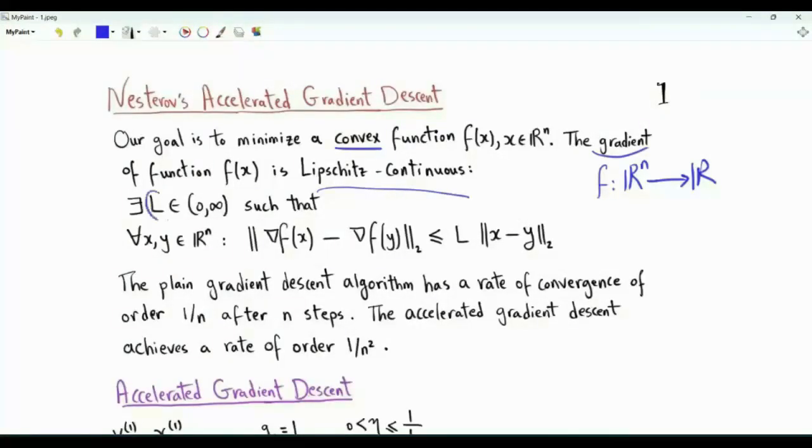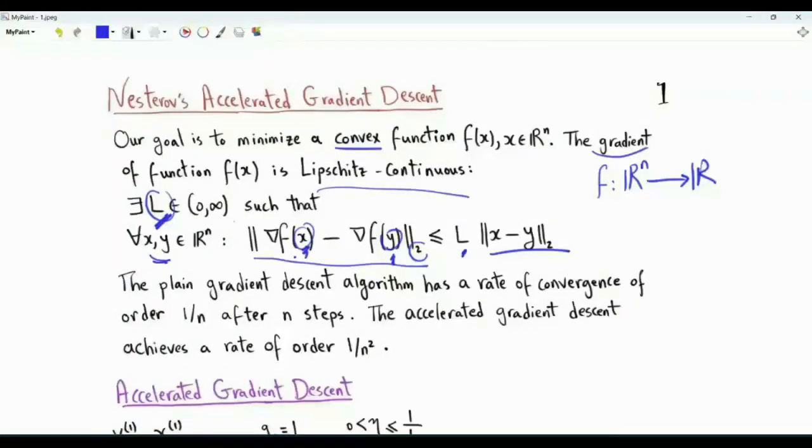There exists a finite positive real number L, such that for every x and y in the n-dimensional space, the L2 norm of the difference between the gradient vector computed at x and the gradient vector computed at y is upper bounded by this L times the Euclidean distance between x and y.